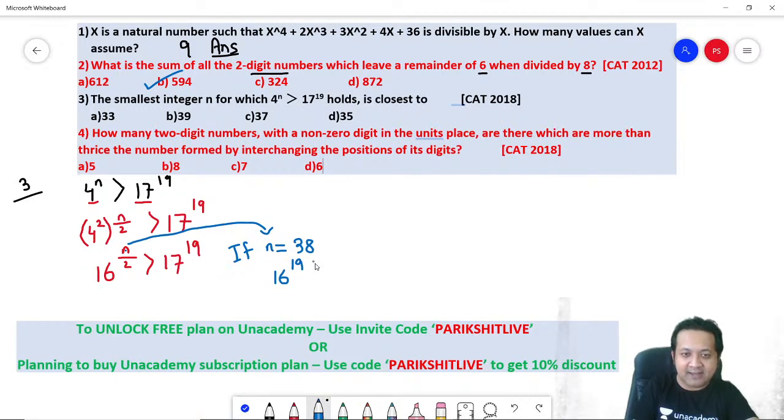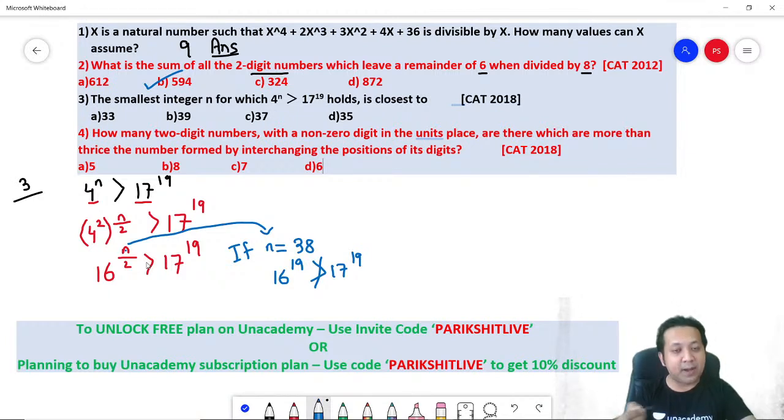16 to the power 19 will not be greater than 17 to the power 19. Will you agree? If n is equal to 38, 38 by 2 is 19 and 16 to the power 19 is not greater than 17 to the power 19. N is equal to 38 will not satisfy, but the next number just greater than 38 will satisfy.